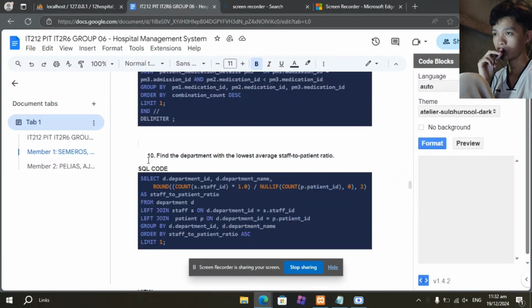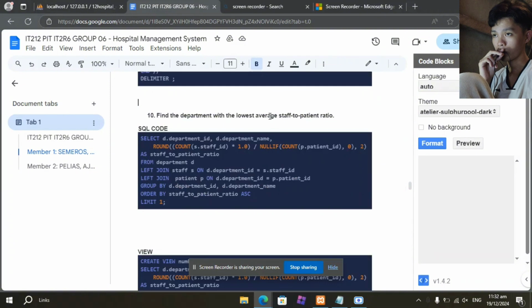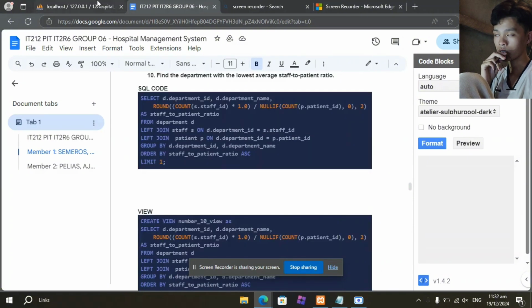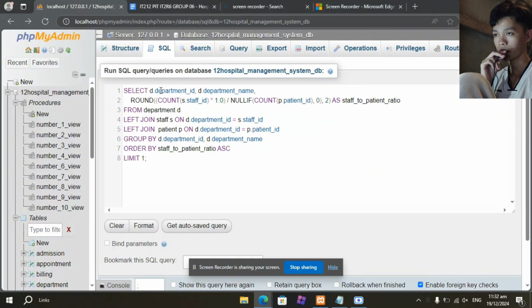For the last video, which is number 10, find the department with the lowest average staff to patient ratio. So, as you can see here, in the SELECT, we're going to select department ID and department name. Then ROUND(COUNT(staff ID) / COUNT(patient ID)) as staff to patient ratio FROM department. So we're going to call out the LEFT JOIN staff S ON department ID equals staff ID, the LEFT JOIN patient P ON the department ID equals patient ID.